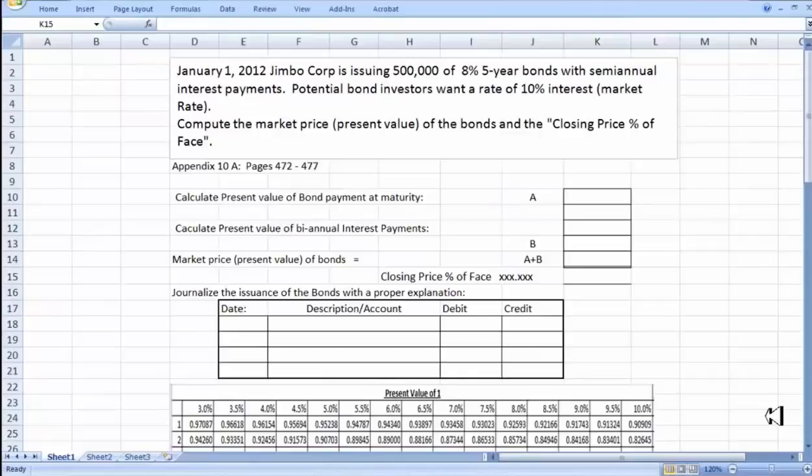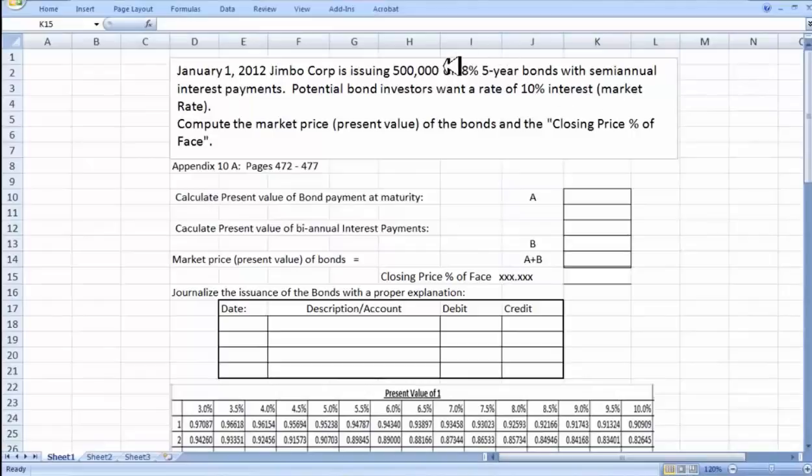This is a demonstration of calculating the market price, or present value, of bonds. In this example, Jimbo Corporation is issuing $500,000 of 8% 5-year bonds with semi-annual interest payments. The bond investors want a rate of 10%. In other words, the market rate is 10%.